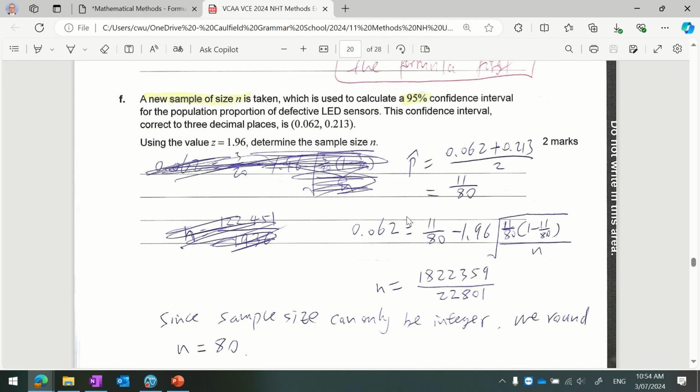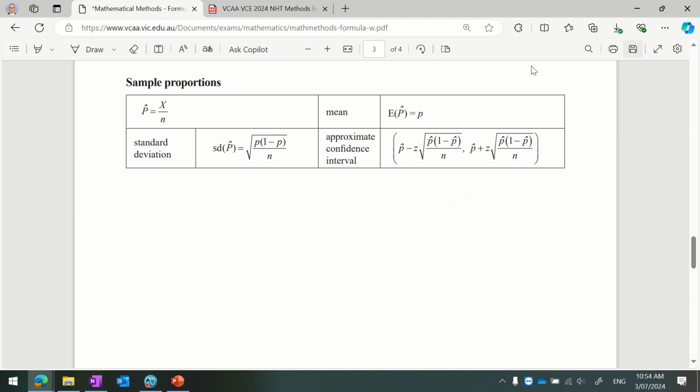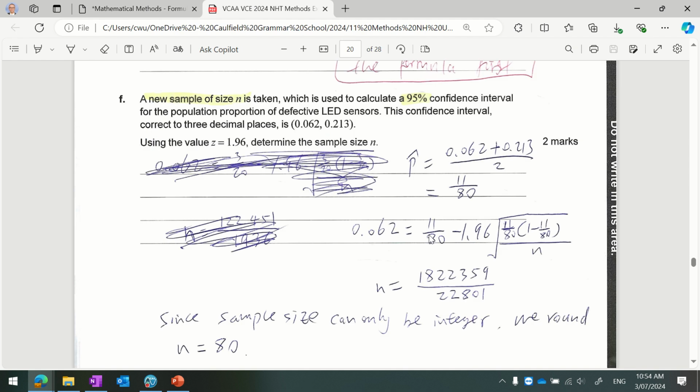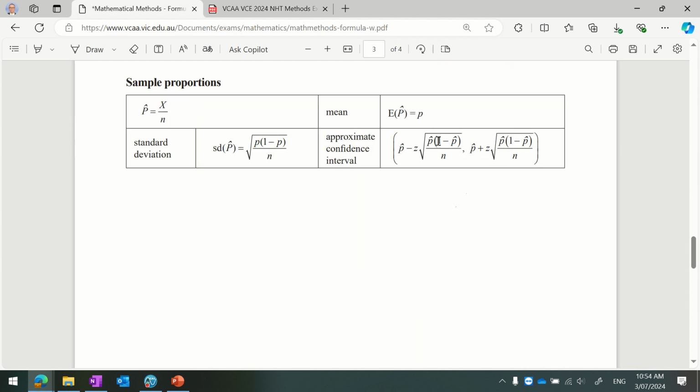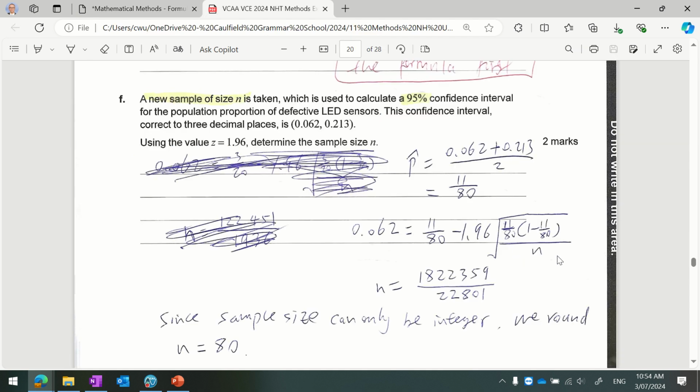we can start to calculate. So 0.062 is the left of the confidence interval. And so that's going to be equal to 11 over 80, because that's p hat, minus 1.96, because that's what the question gives us. And I plug all the numbers in. 11 over 80 comes in here, 1 minus 11 over 80, over n. N is the number I'm looking for. And then this goes into the calculator. N is this number.